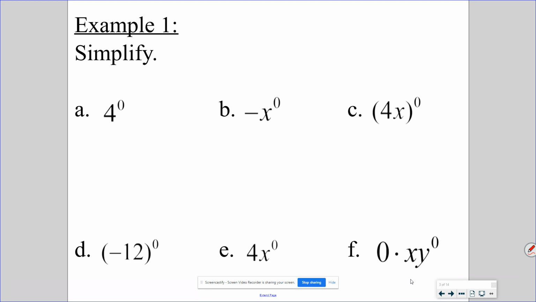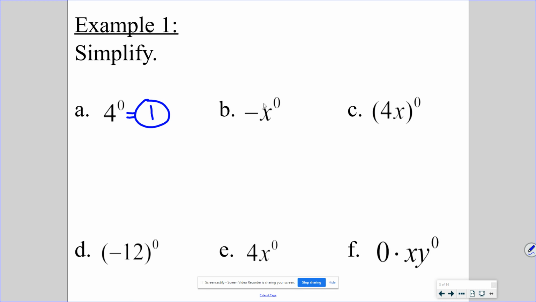So all these examples have 0 exponents, but they're located in different places, and the placement of that exponent will determine what your answer is going to be. So for example, this first one, 4 to the 0 power, that would just be equal to 1 whole, because anything to the power of 0 is 1.